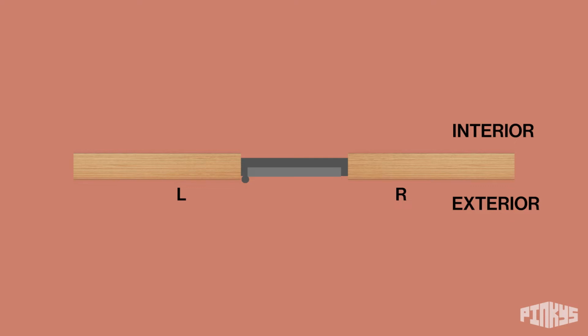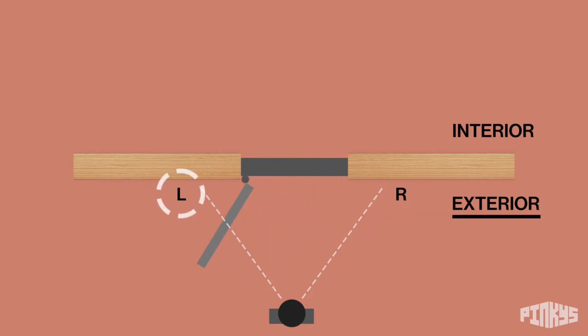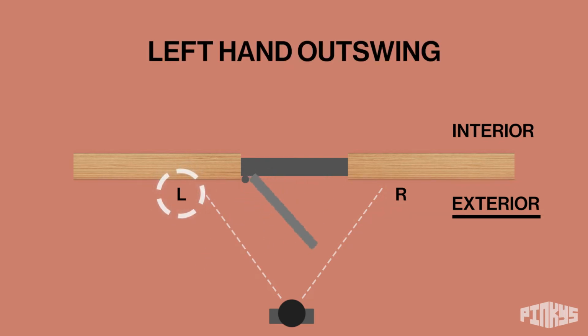Now, to determine right or left, we need to refer to the universal naming of different swing types. Across the industry, all swing types are referred to from an exterior view. So if someone is standing here, they see the door swings outward to the left. So this is a left-hand outswing door.